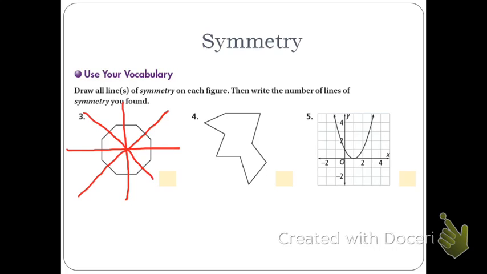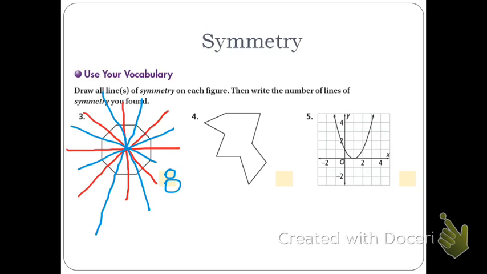Here's a 4th one. This one actually has quite a bit, because even if you look on the diagonals, if you cut it straight through the 2 diagonals there, you'll notice that they're the same on both sides. So what are we up to? 1, 2, 3, 4. There's 5. And you can do that on all the points. 6, 7, and 8. There's lots of them on that one. There's 8 lines of symmetry on that figure.